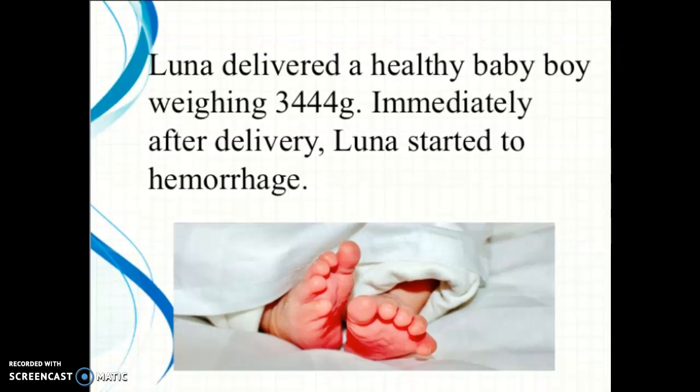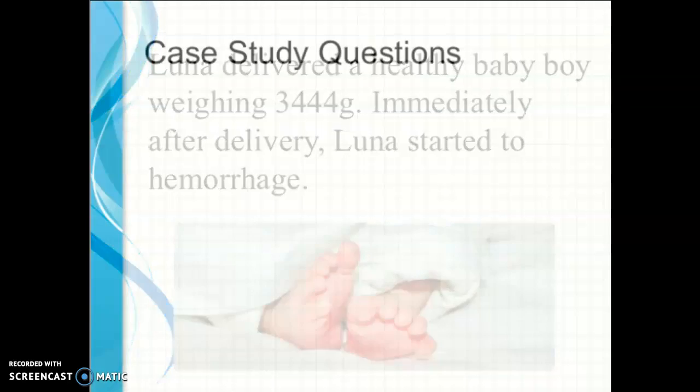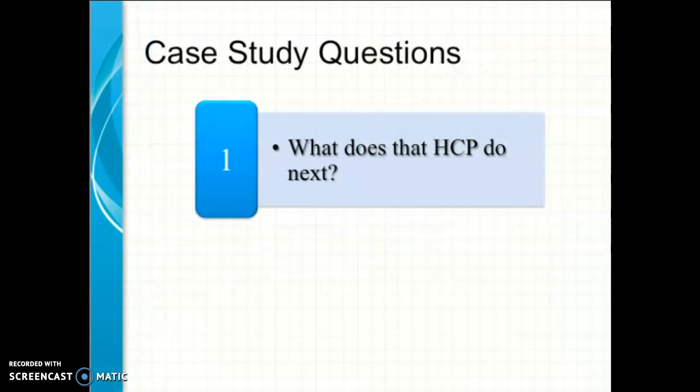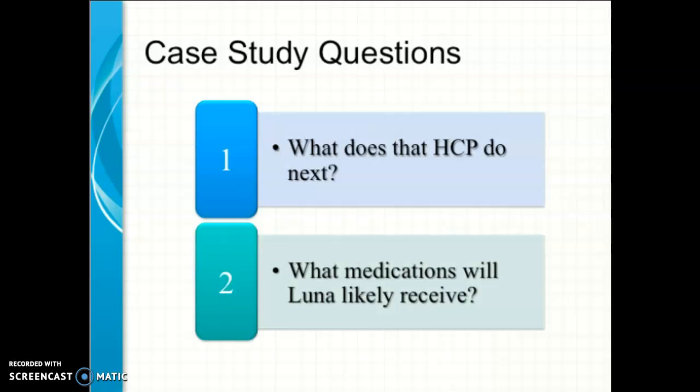So Luna delivered a healthy baby boy weighing 3,444 grams. Immediately after delivery, Luna started to hemorrhage. So what does the healthcare provider do next? And what medications will Luna likely receive?